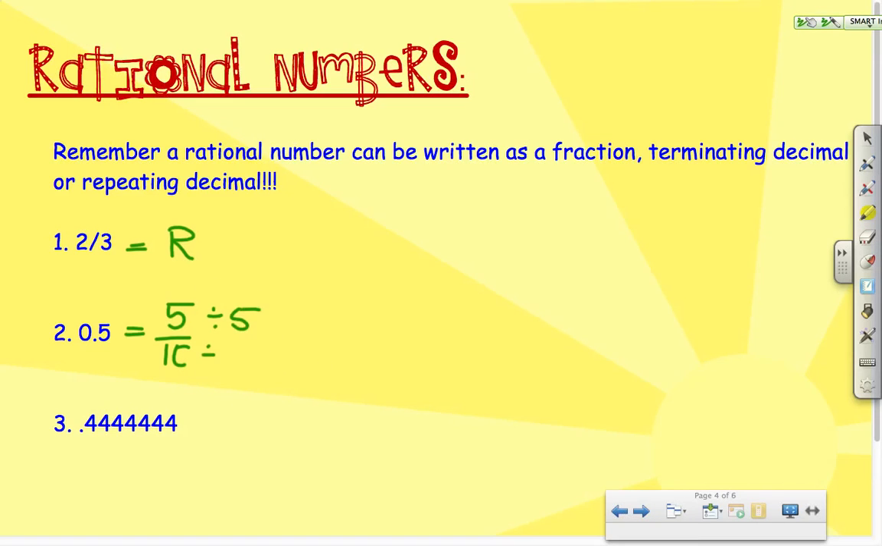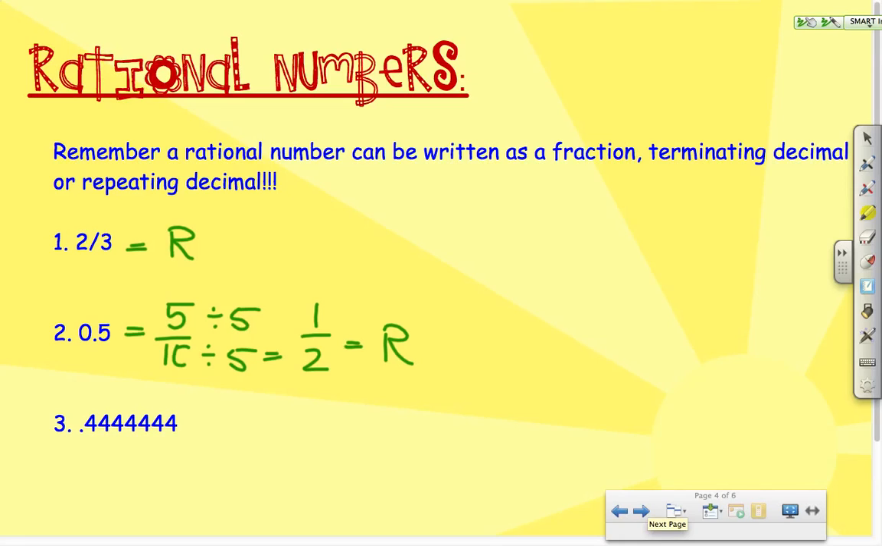I was one step ahead of myself. And we're going to end up with 1/2. So if I were to look at 0.5, I could call that 5/10, simplify it to 1/2, and then I would still be able to see that, yes, this is a rational number because it can be written as a fraction. Now let's look at 0.4 repeating.